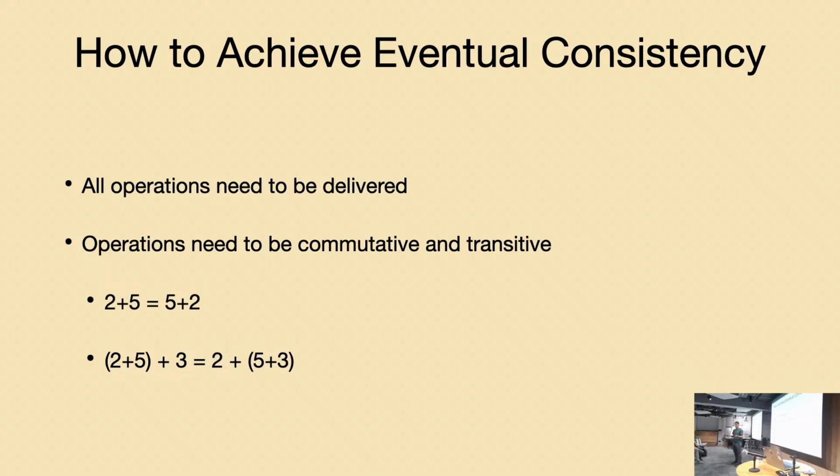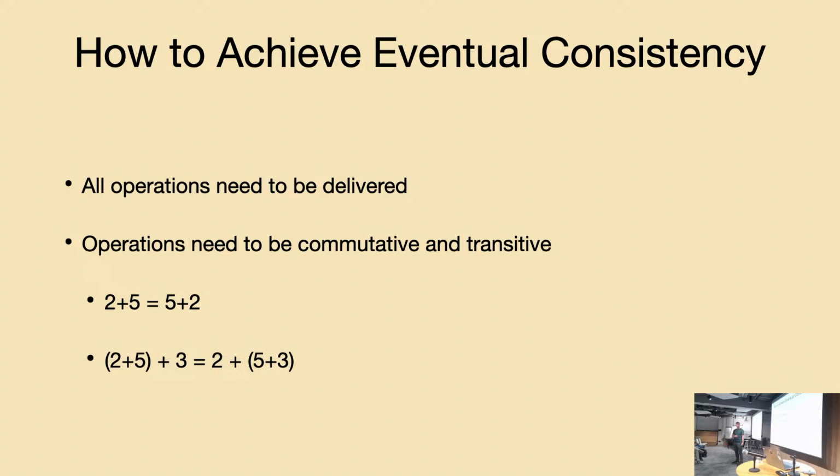Because there are some really simple properties of the operations that you need. So this is, again, super mathematical talk. But basically, all operations need to be delivered, obviously. And then you need operations to be commutative and transitive. What does that mean? Maybe you remember it from high school. Addition is commutative and transitive.